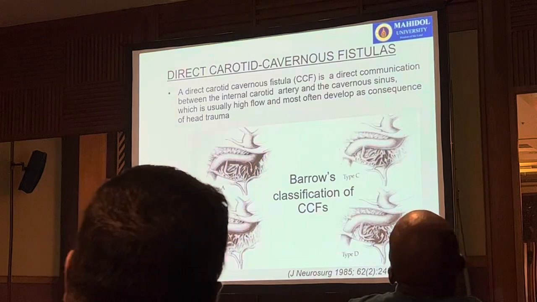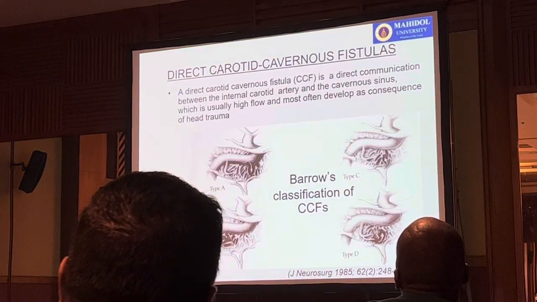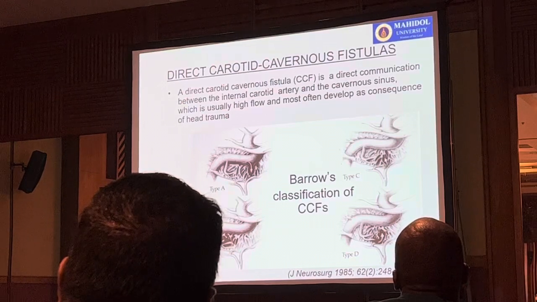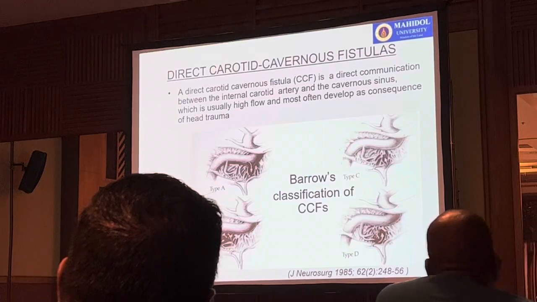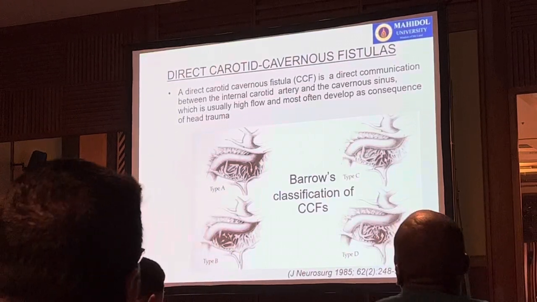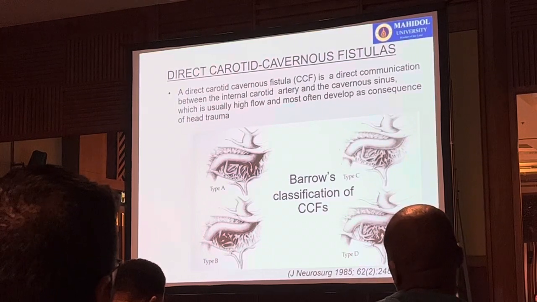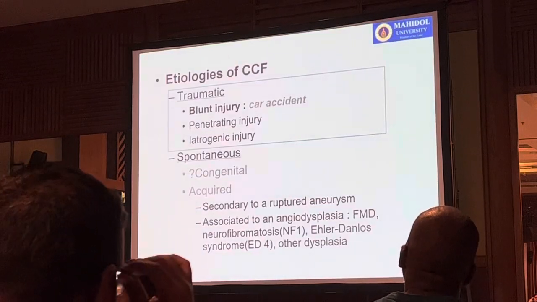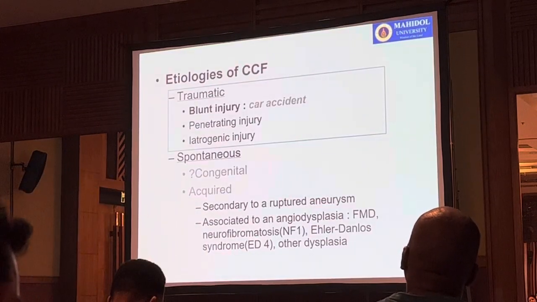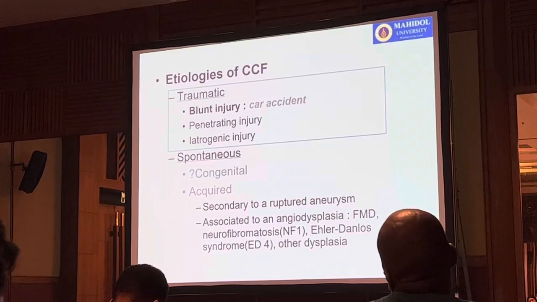People still have only one type of classification, and what we talk about more here is type A, which is the direct hole from the carotid artery into the venous drainage. But of course, traumatic injury at the region can also come from the smaller dural branches nearby. Etiology is mostly blunt injury.